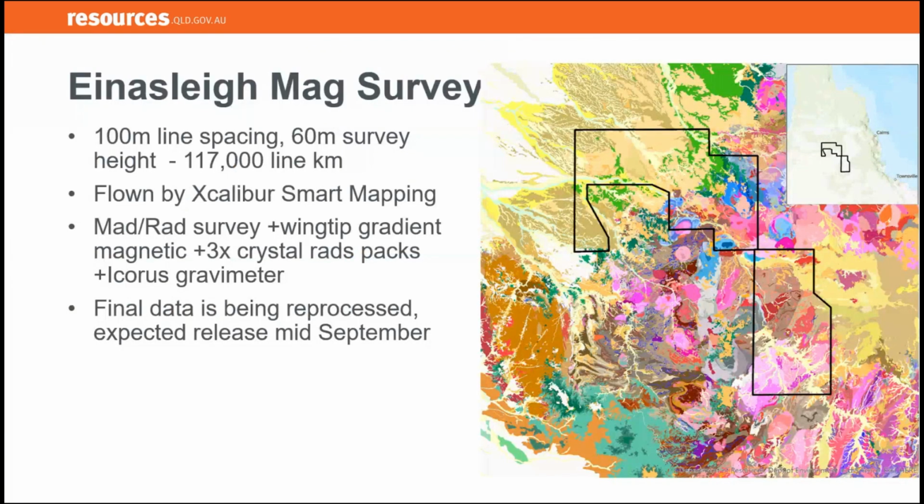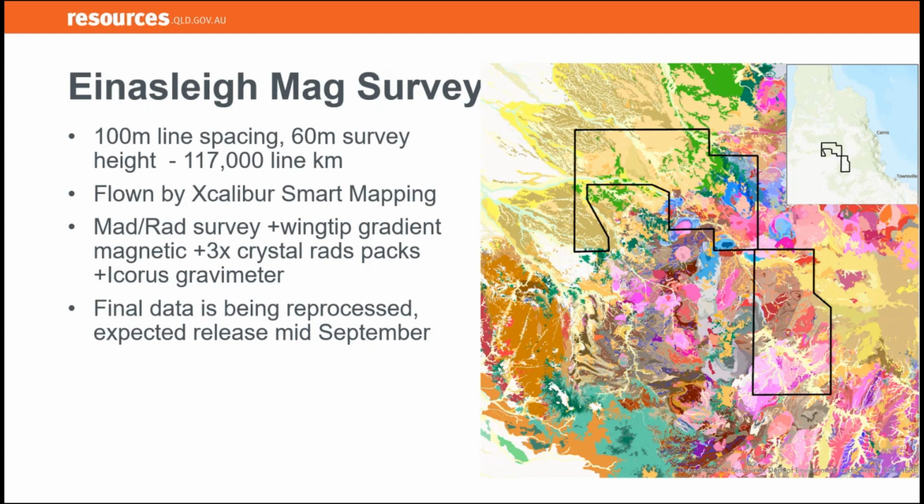First one I'm going to talk about is our Ainsley mag survey. So this is building on the open file potential field data in Queensland and growing that high resolution survey coverage. We started in Mount Isa with those 5 surveys through 2017 to 2020. And now we're moving out to Georgetown. So similarly, 100 metre line spacing, 60 metre survey height, 117,000 line kilometres. This was flown by Excalibur.